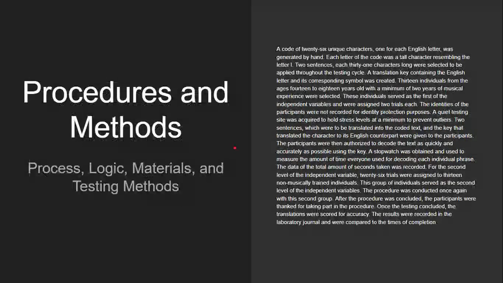So, procedure and methods. This is the process, the logic, the materials, and the training and testing methods. For a code of 26 characters, I made a cipher. It was just a bunch of random characters, all assigned to the English alphabet. Then 31-character-long phrases were transferred from English into this cipher. Then 13 individuals for each level of the independent variable, from 14 to 18, because you want that key age of neuro-sensitive cycles, were selected. One group was musically trained, and another group was just a control. They had no musical training.